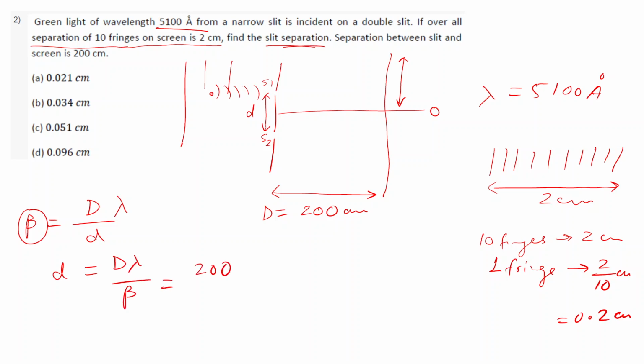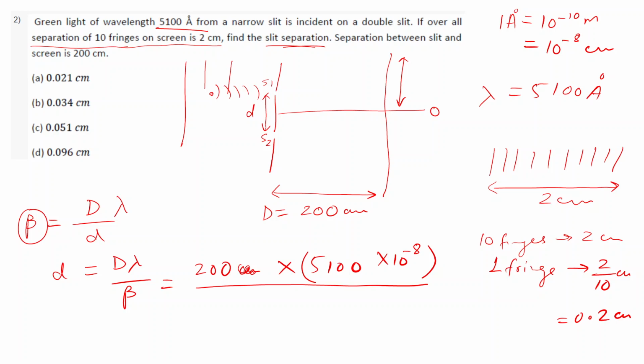D we know is 200 centimeter. Lambda is 5100 angstrom. When I change angstrom to centimeter, because all our answers are in centimeter, 1 angstrom is 10 to the power minus 10 meters, and in centimeter it will be 10 to the power minus 8 centimeter. So 5100 times 10 to the power minus 8 centimeter is the wavelength, and beta is 0.2 centimeter.